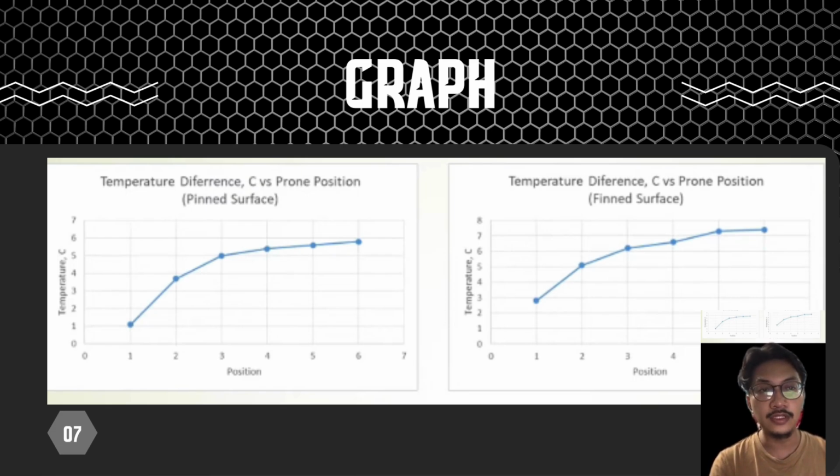Similar to the pin surface, there is a clear trend of increasing temperature difference from position 1 to position 6. However, the overall temperature differences are notably higher for the fin surface. It begins around 2.8 Celsius at position 1 and reaches around 7.4 Celsius at position 6. This indicates that under similar conditions, the fin surface experiences greater temperature variation across its probe positions compared to the pin surface.